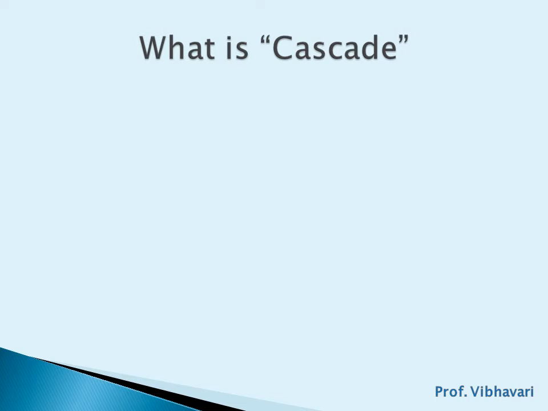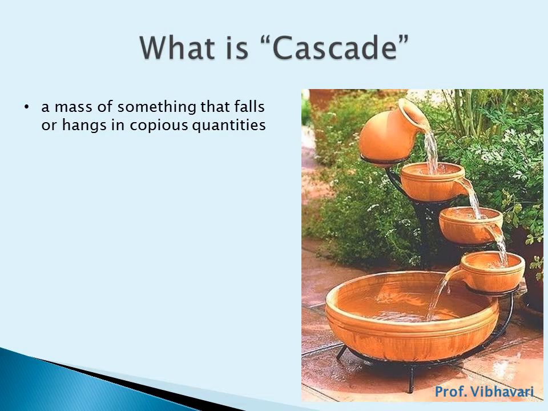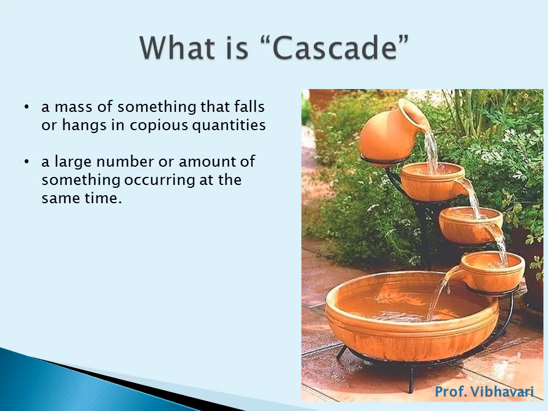Now we are going to start our CSS part, and CSS means cascading style sheet. But before that, I am going to explain what the cascade is. It is nothing but a mass of something that falls or hangs in copious quantities, or a large number or amount of something occurring at the same time. I can say that it is something onto succession of others.